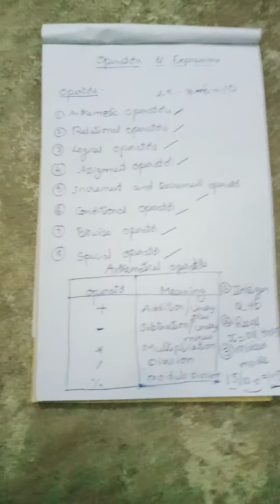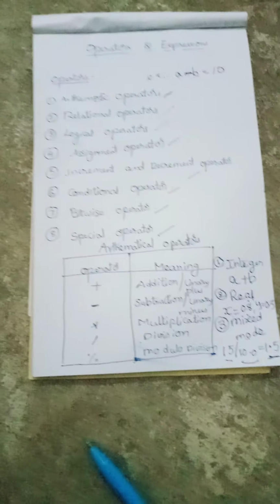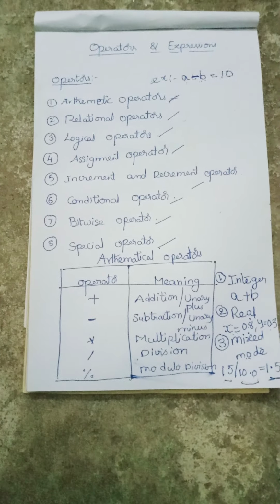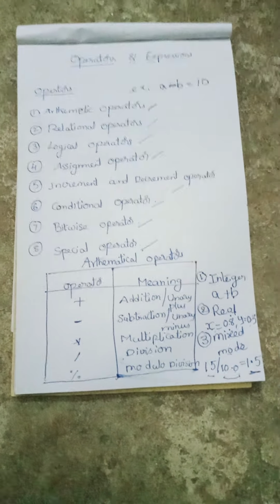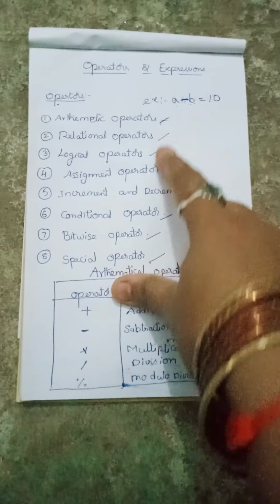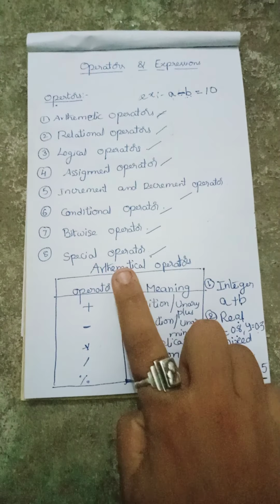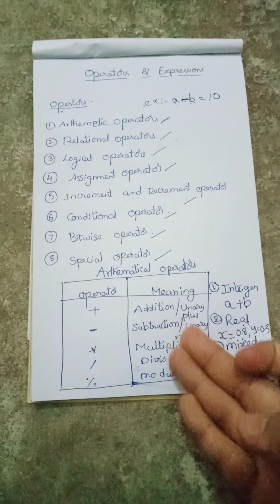So once again I repeat, what is meant by operator, what are the types of operators, and arithmetic operators. Operator is a symbol that tells the computer to perform certain mathematical or logical expressions. There are 8 types of operators, and arithmetic operators are again divided into 5 types. These are they.